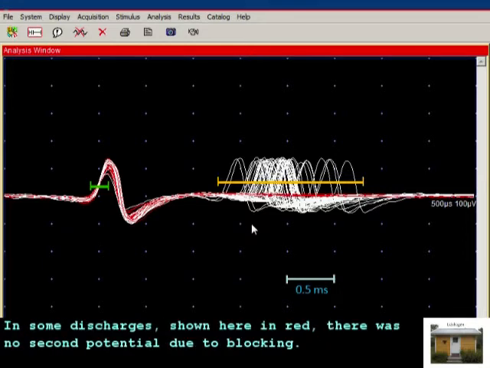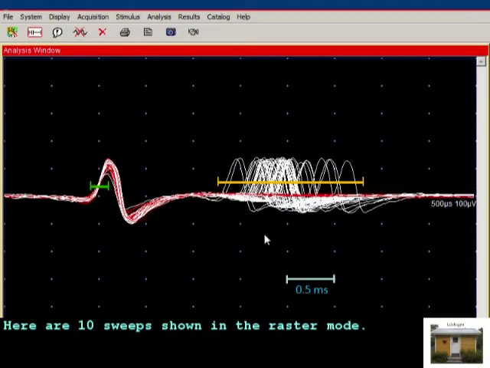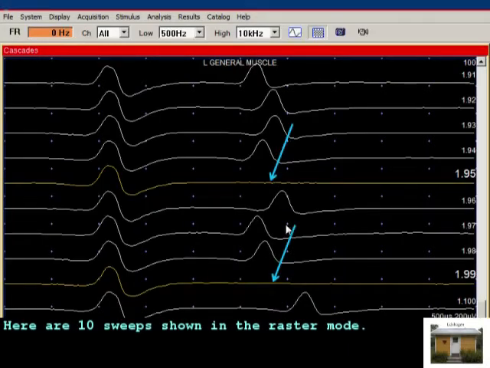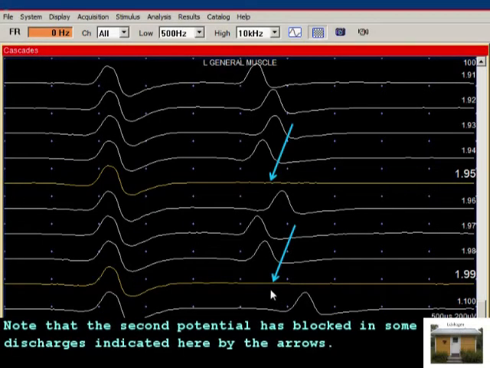In some discharges, shown here in red, there was no second potential due to blocking. Here are 10 sweeps shown in the raster mode. Note that the second potential has blocked in some discharges, indicated here by the arrows.